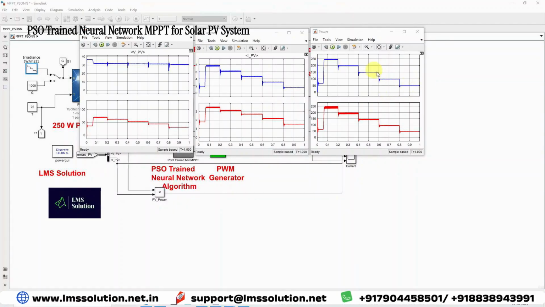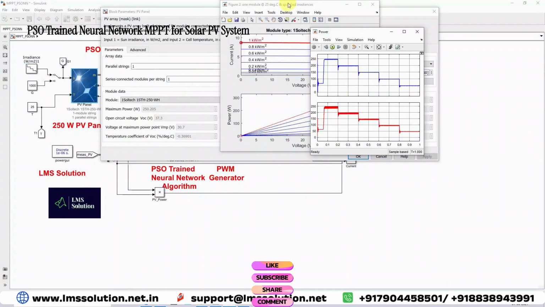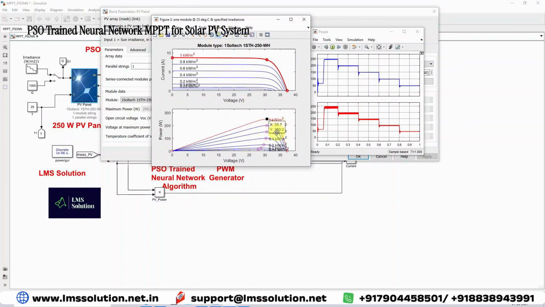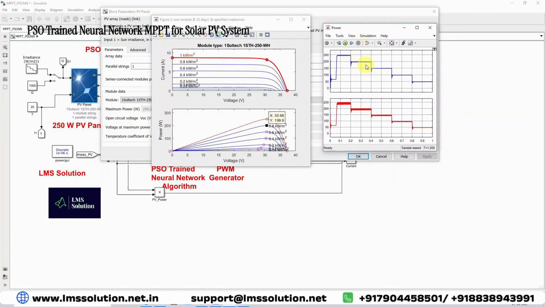You can check this detail with the PV plot. Here you can see that for 1000 it is 250. For 800 it is around 199; the maximum power is 199.9. For 600 watts per meter square, the power is 149.6. For 400 watts per meter square it is 98.9. And for 200, the maximum power is 48.37; here also you can see the power is around 48.